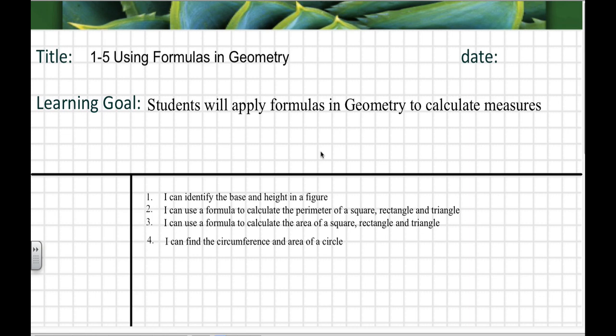You also need to be able to use a formula to calculate the perimeter of a square, rectangle, and a triangle, and use a formula to calculate the area of a square, rectangle, and triangle, and then also to be able to find the circumference and area of a circle. So in the notes today, we're just going to go over some of the basic definitions and formulas, and then we'll work the examples in class.